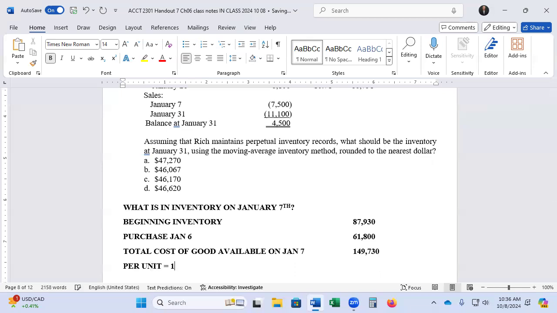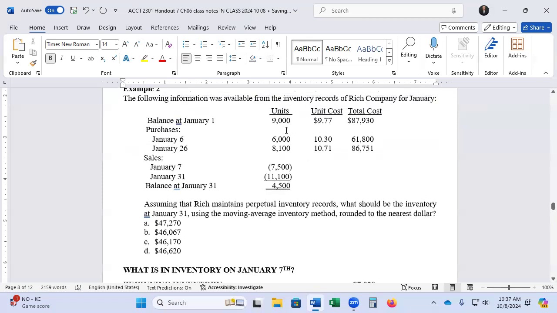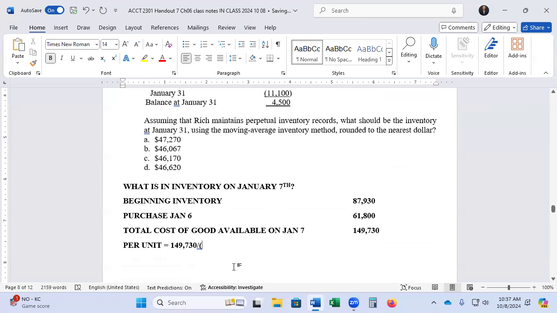Okay. And so how much per unit equals 149,730 divided by, and we have 2 unit groupings. We have 9,000 in the 6,000. So we have 9,000 plus 6,000. And that equals 9.982 per unit.